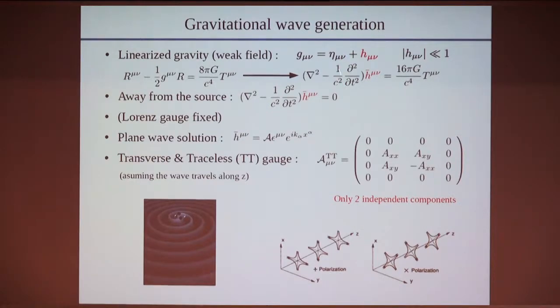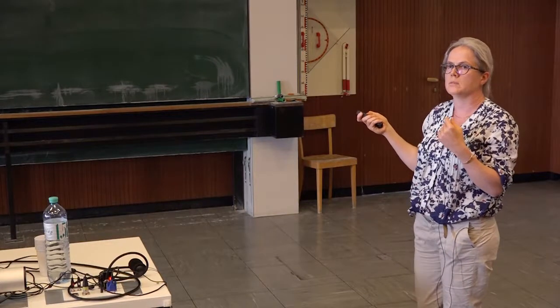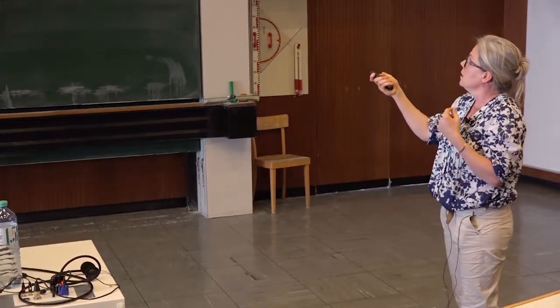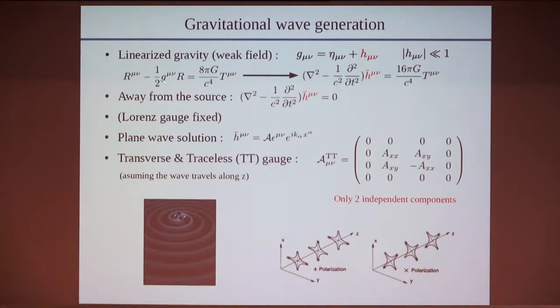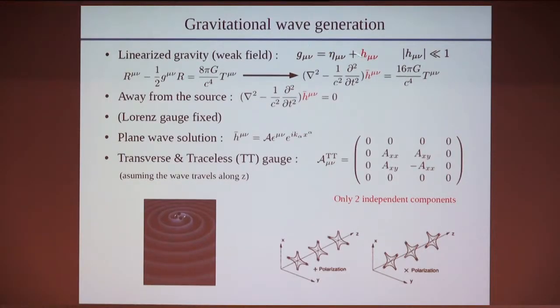I want to show you now where it comes from. I was mentioning gravitational waves so far, but I didn't tell you where they come from. Actually, they come from the Einstein equation. It's a solution of the Einstein equation in vacuum. What we are assuming here is that we are far away from the source, so we are in a vacuum, and we will linearize the metric.